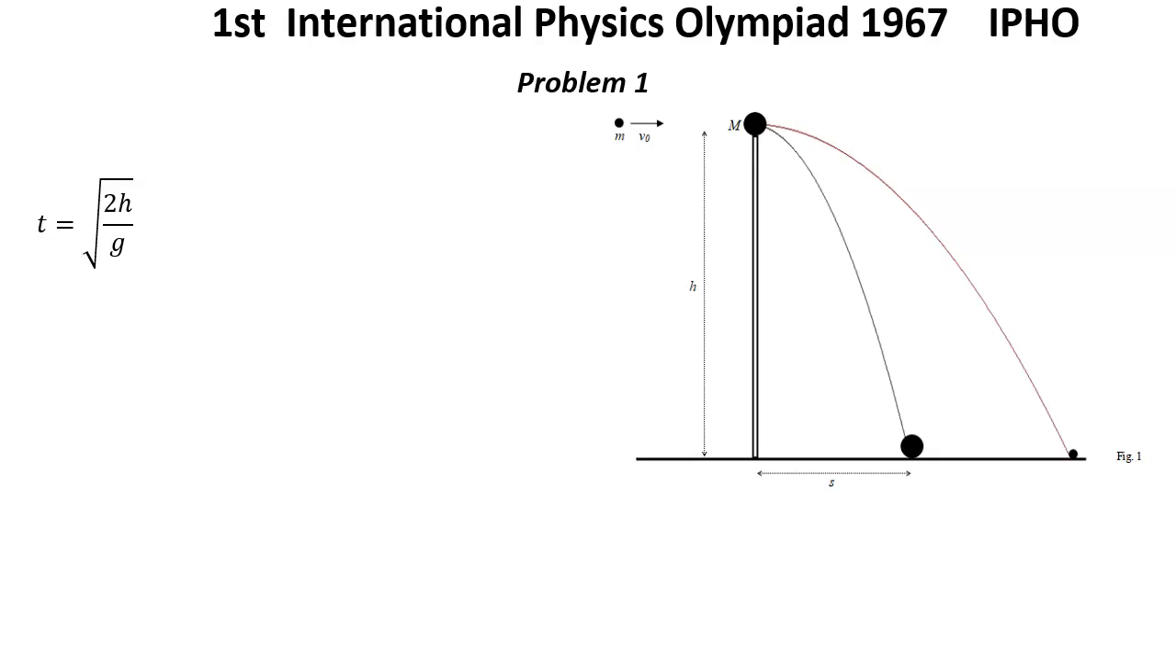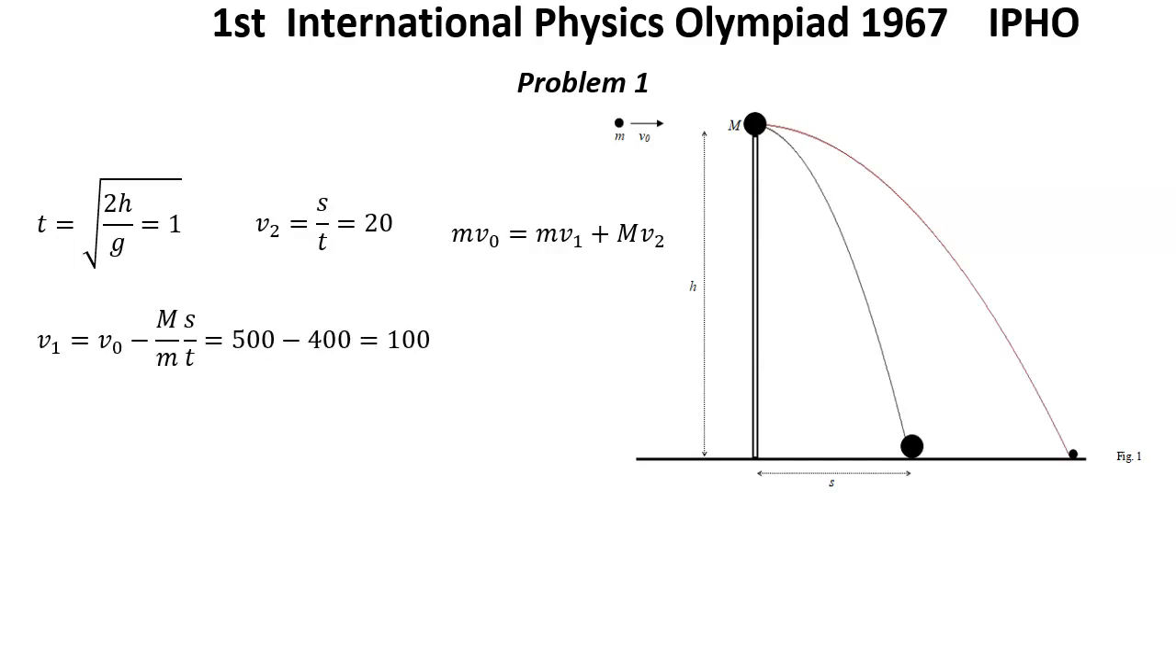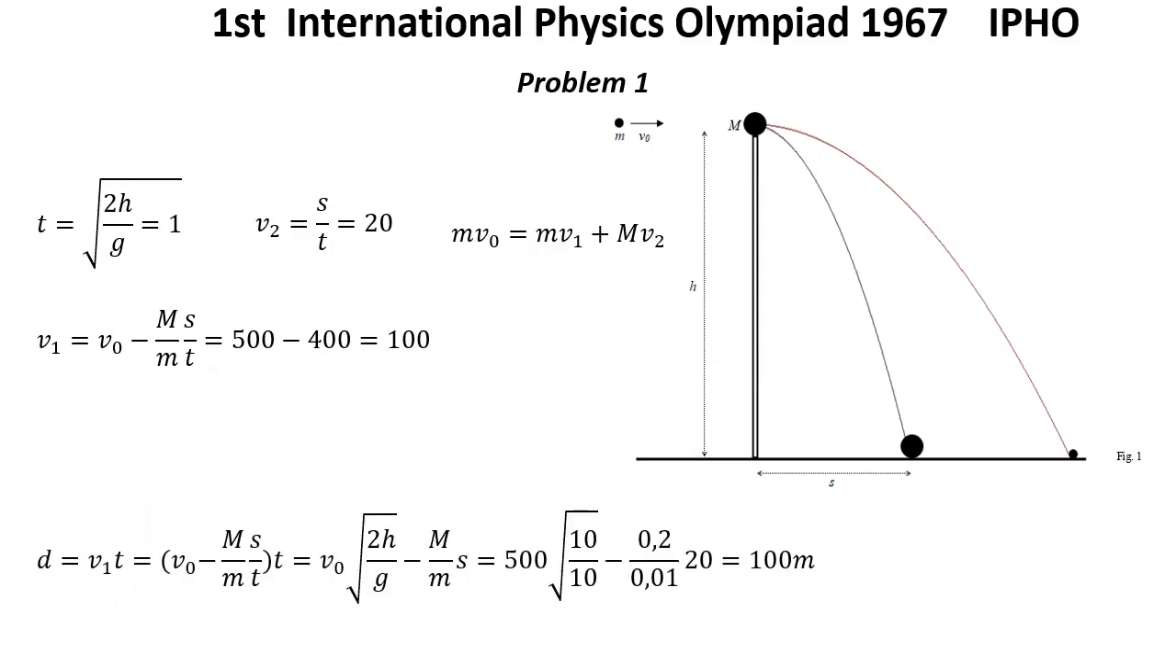So now we can find what is the speed of this ball after collision. That will be v2 equal s over t, which is 20 meters per second. Now we can find what is the speed of our bullet using momentum conservation. So we have m v0 equal m v1 plus big M v2, and from here v1 equal this expression, which is 100 meters per second. So now we can find what is the distance for bullet to travel. That will be v1 multiplied by time, which is 100 meters. That's the answer for the first question.